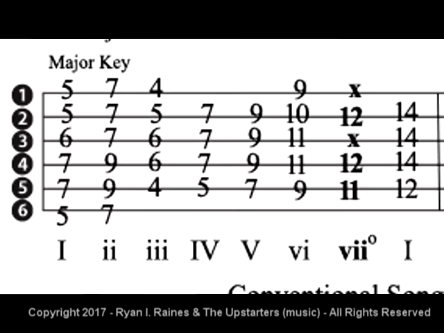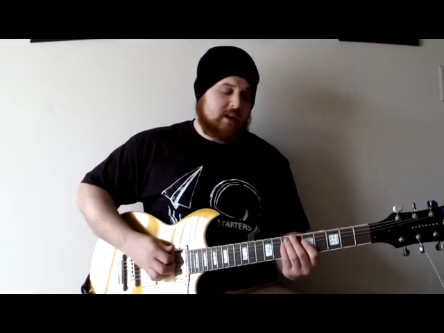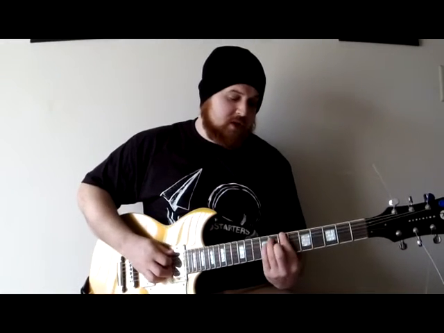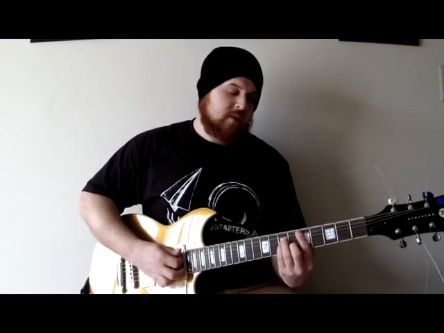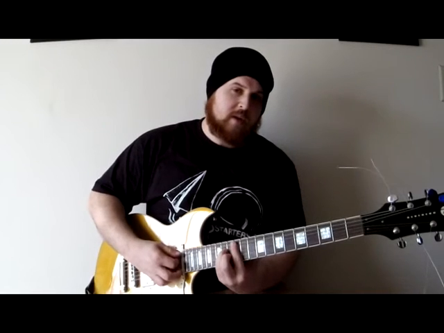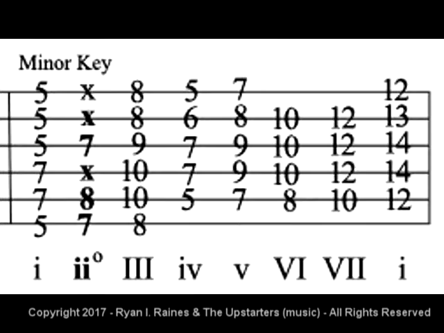So again, 1, 2, 3, 4, 5, 6, 7, 1. So our 7 chord is diminished. Here's the minor key. 1, diminished 2, 3, 4, 5, 6, 7, and then back to 1. So again, our diminished chord is on the 2 in the minor scale.